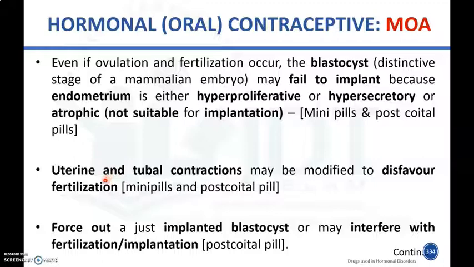Another mechanism is that uterine and tubal contraction may be modified to disfavor fertilization, in the case of mini pills as well as postcoital pills. In the case of postcoital pills, it may force out a just-implanted blastocyst, or it may interfere with fertilization or implantation. So these are the different mechanisms of action of hormonal contraceptives to prevent unwanted pregnancy.